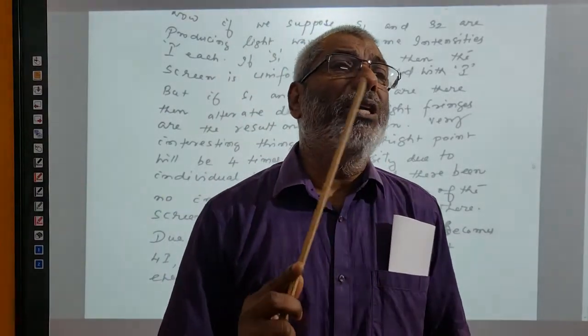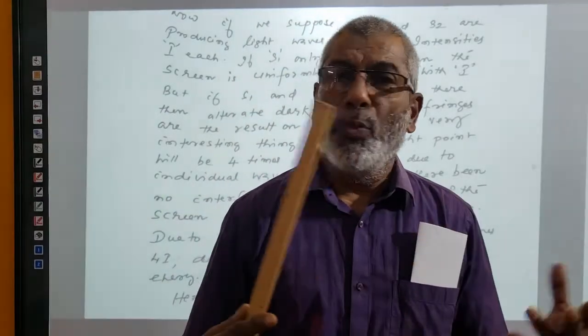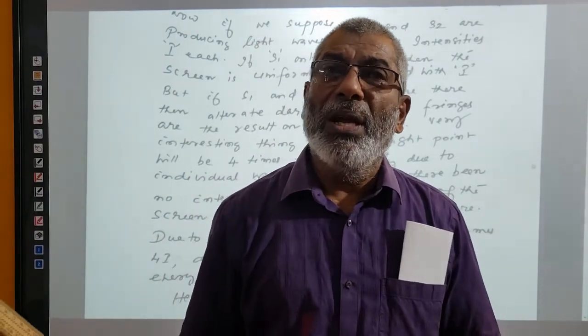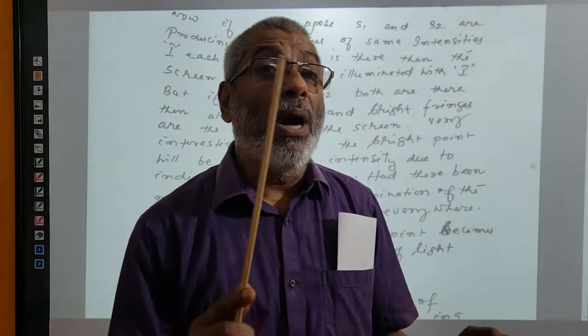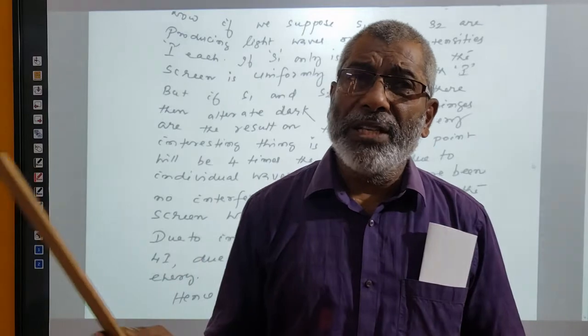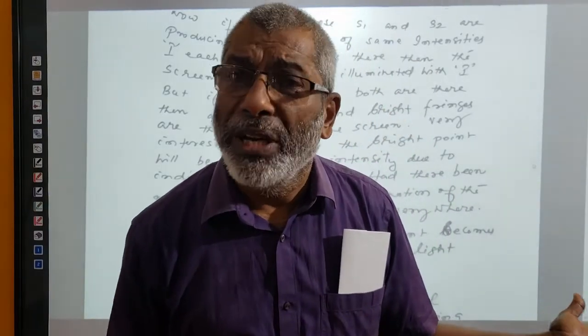The first wave produces an intensity I, and the second wave also produces an intensity I. Then what will be the total intensity on the screen? The total intensity of the screen will be equal to I plus I, which is 2I. In this case, no interference phenomenon is taking place.